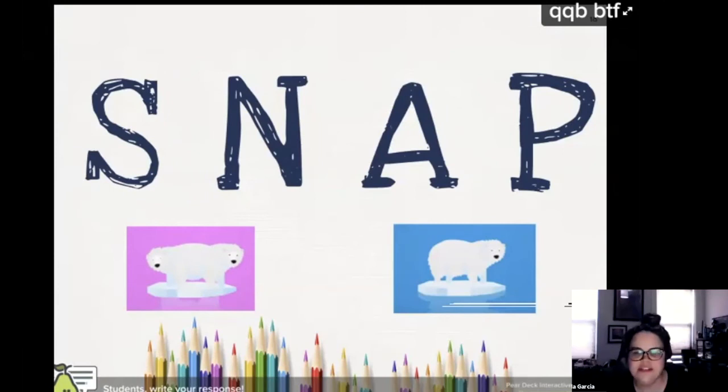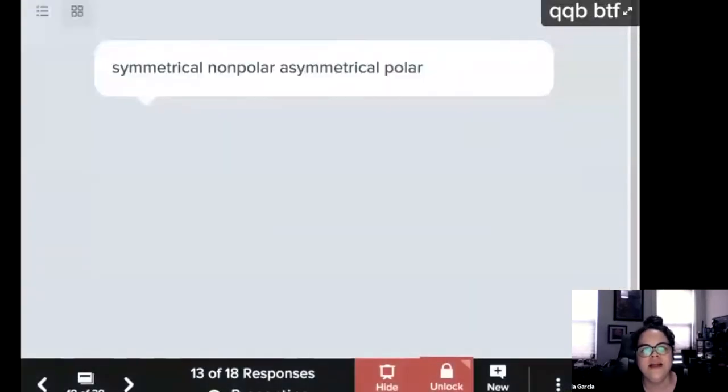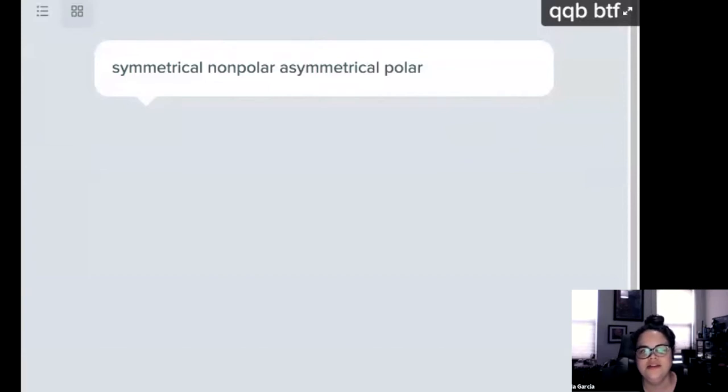Some people are just putting science words. Oh, we have a winner. Somebody got it. All right, one of your classmates did in fact get it. The word snap can help us remember what it means to be a polar molecule or a nonpolar molecule, and snap is spelled S-N-A-P. It could stand for symmetrical is nonpolar and asymmetrical is polar.